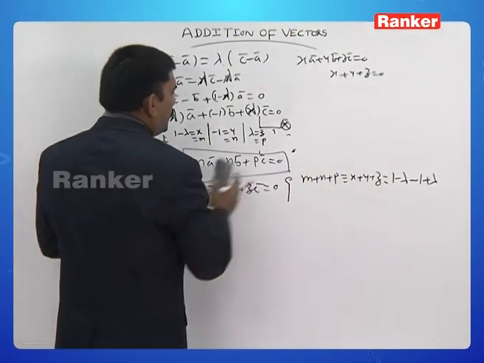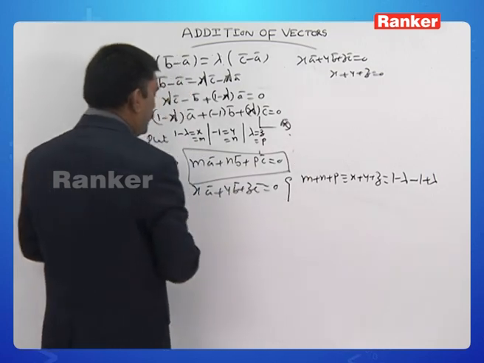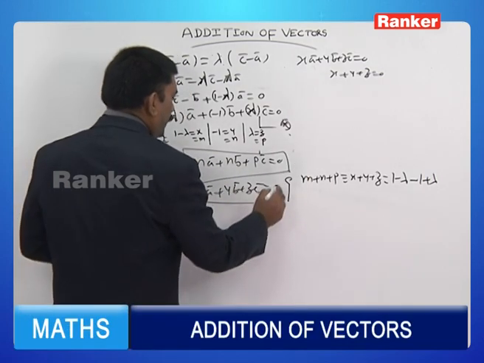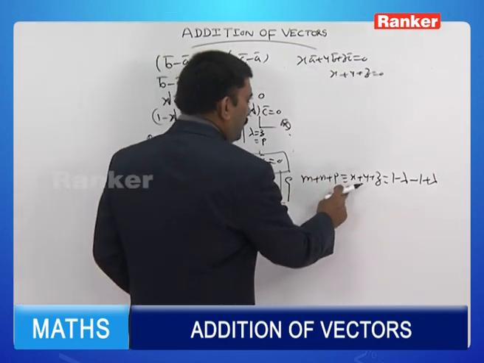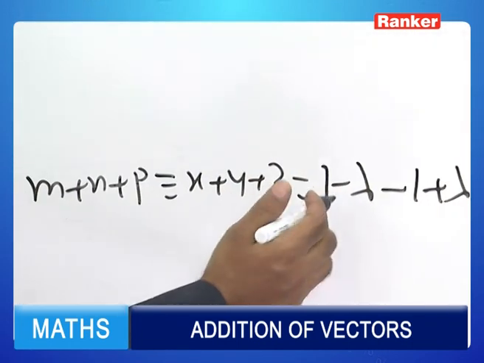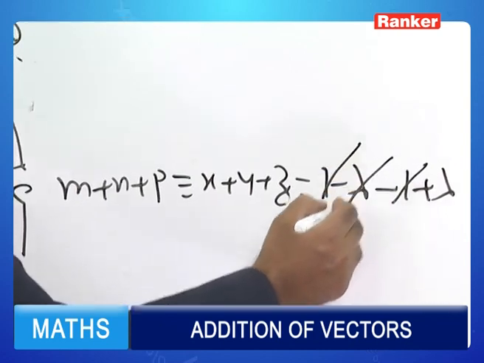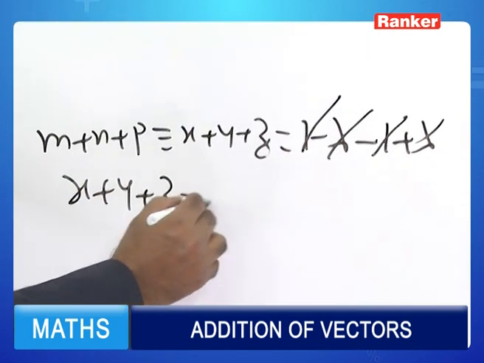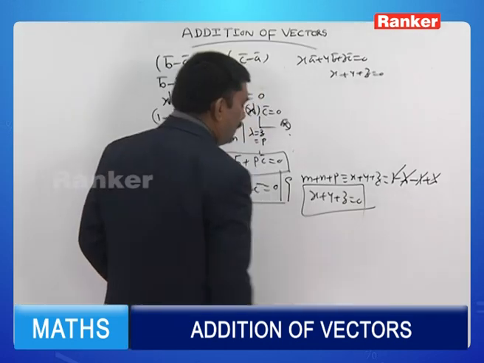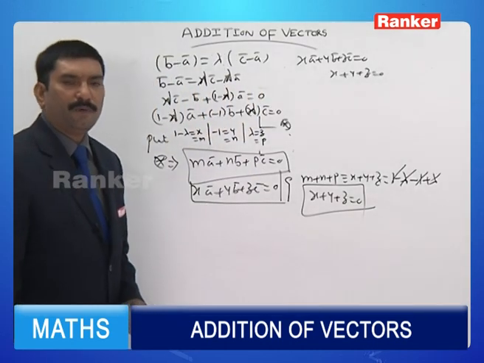As you please. So I can also write this as X A bar plus Y B bar plus Z C bar, and M plus N plus P is the same as X plus Y plus Z. This and this get cancelled, this and this get cancelled. Therefore, X plus Y plus Z is equal to 0. Yes, we have proved it.